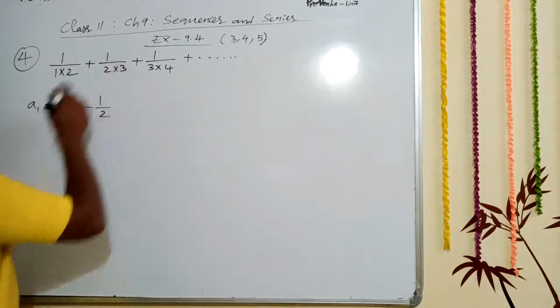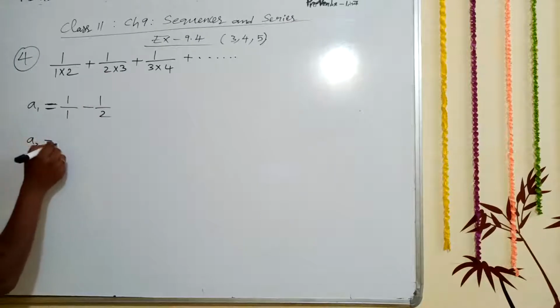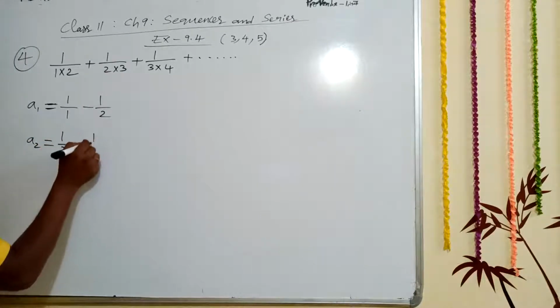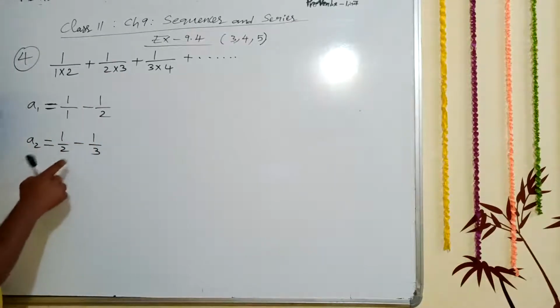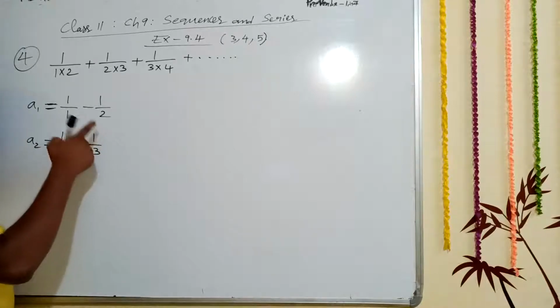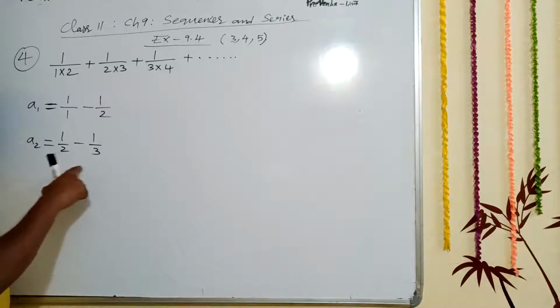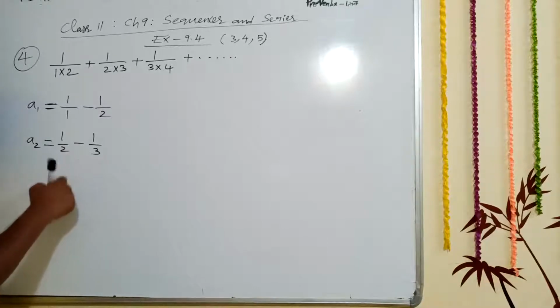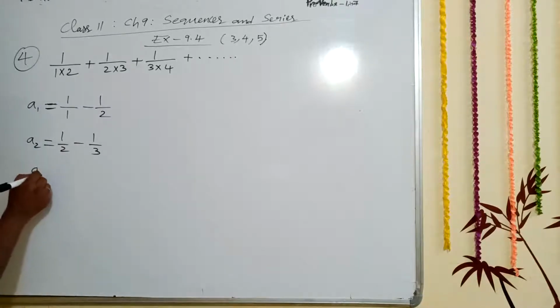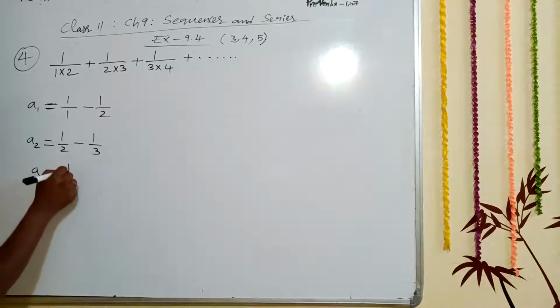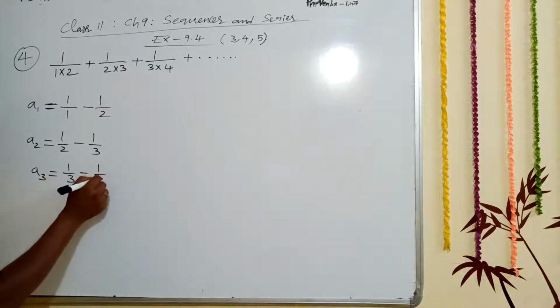And let's check the second one also. A2 is equal to 1 upon 2 minus 1 upon 3. Can I write it? Check now. 3 minus 2 is nothing but 1, and 2 into 3. So can we write in this form or not? Tell me that fast. So A3 we can write as 1 upon 3 minus 1 upon 4.